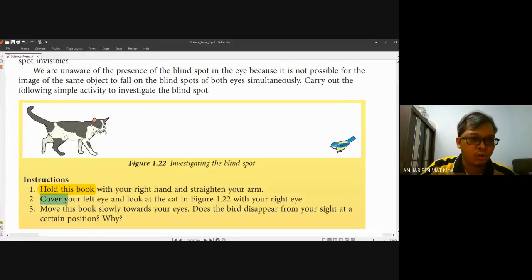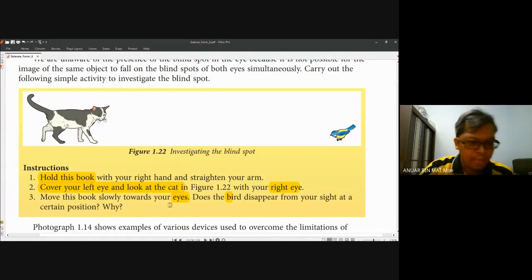Number two, you cover your left eye and look at the cat in figure 1.12 with your right eye. And then move the book slowly towards your eye, and see whether the bird disappears from your sight or not. You can do the activity on your own. You just follow the instructions carefully, all right?